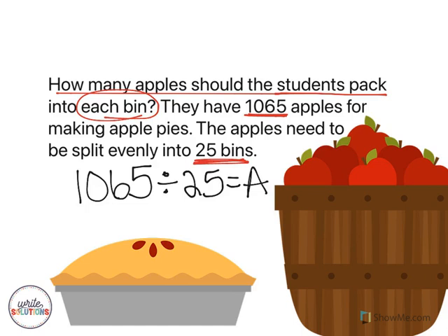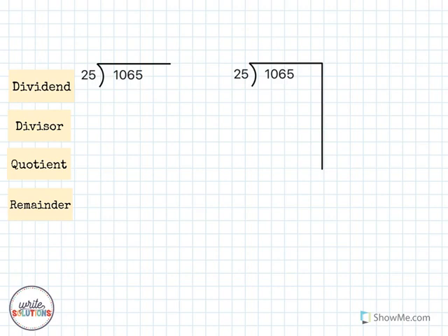So let's get started. We're going to solve this problem two different ways. We're going to first use the traditional algorithm for division, and then we'll use the partial quotient method so that you can see how the two relate. Let's get started with the traditional algorithm. We have a dividend of 1,065. The 25, or the number of bins that we are dividing those apples into, is our divisor. And we're going to be finding our quotient, the number of apples in each bin.